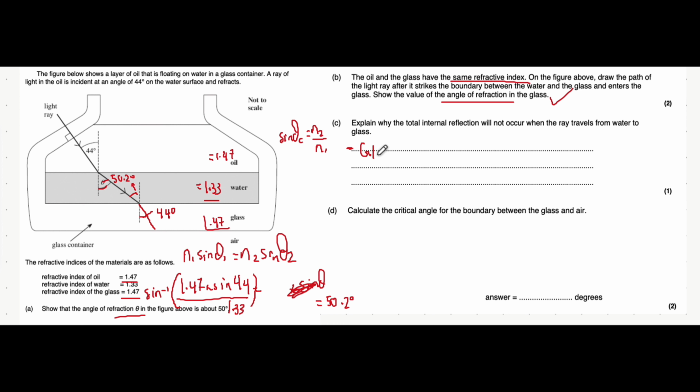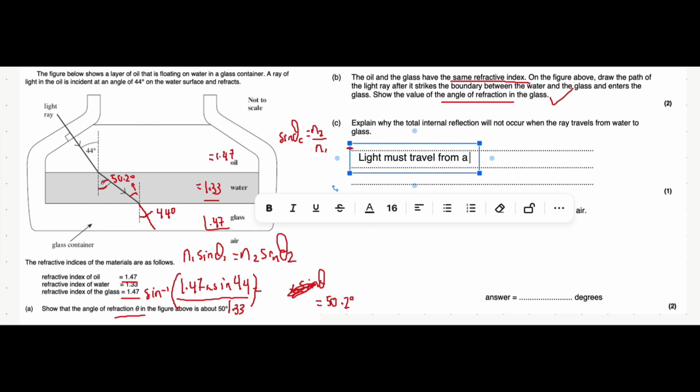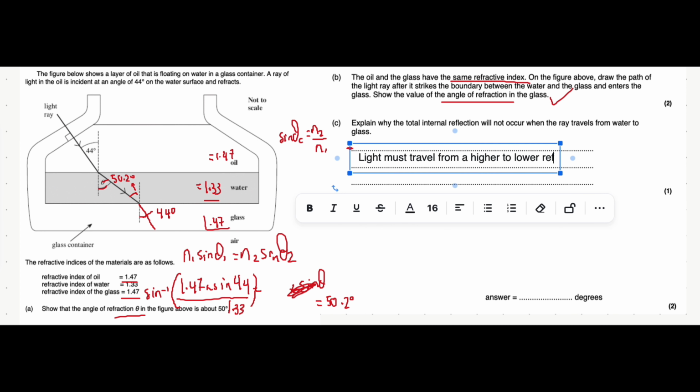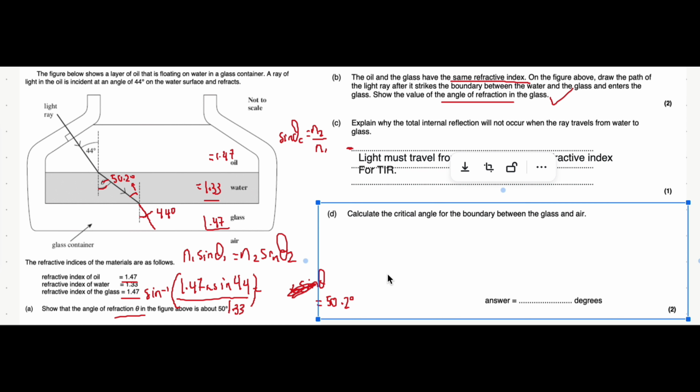The fact that light must travel from a higher to a lower refractive index for total internal reflection. Sorry if you can hear the keyboard noise, by the way. You might want to skip 5-10 seconds. For total internal reflection, I'll just write TIR. Don't want to disturb you with this keyboard.